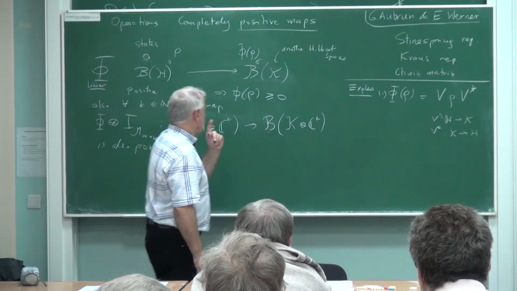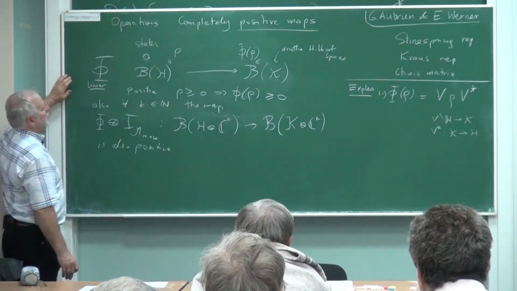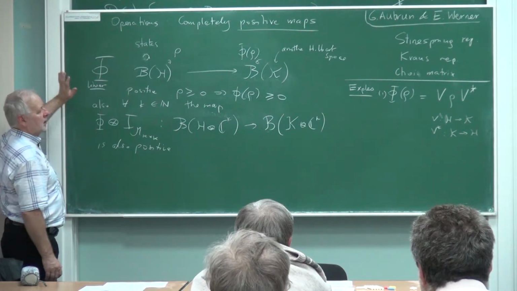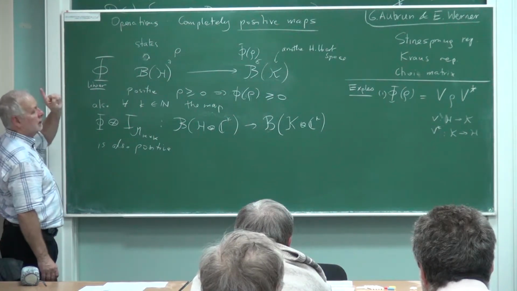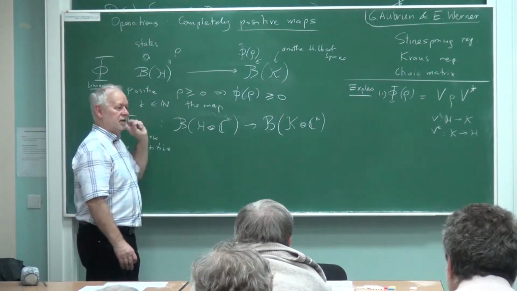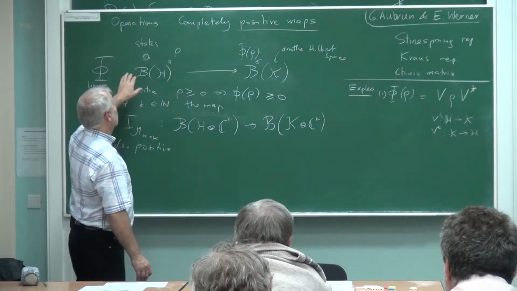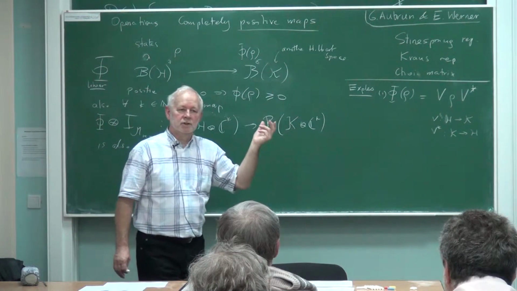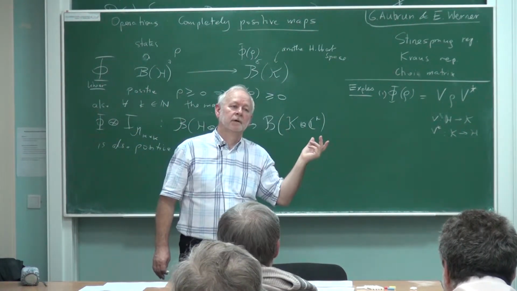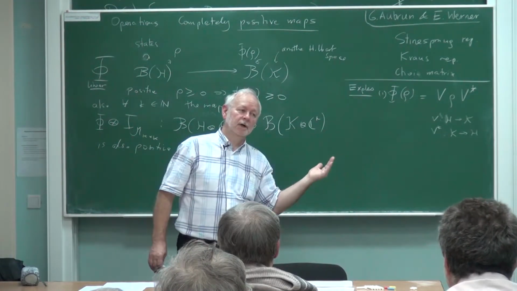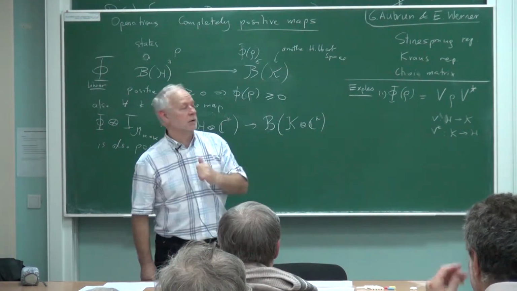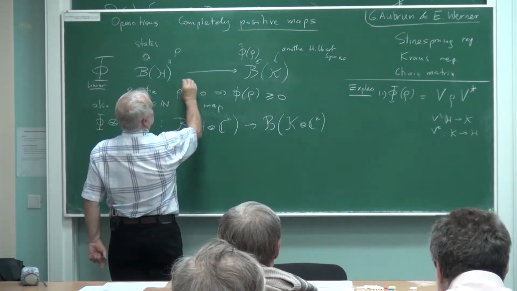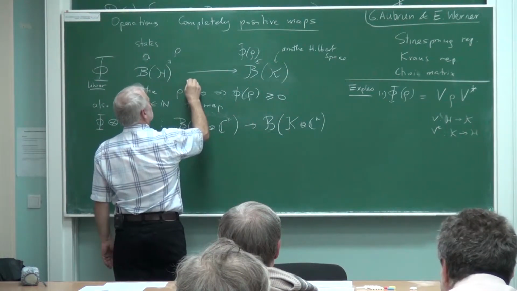Okay, so now there is one thing which I didn't emphasize here, but maybe it's a point to mention now. For this to have a physical sense, the states should be mapped to states, which means that the map should be trace preserving. So if you start with something that has trace 1, it should end up with something that has trace 1. So here I should say somewhere that this is preferably trace preserving.